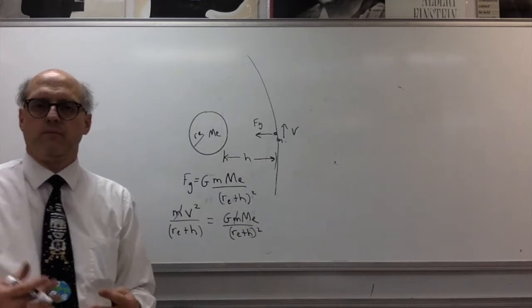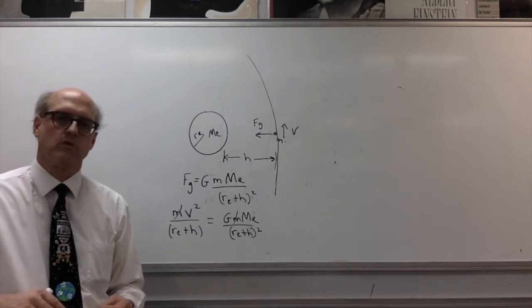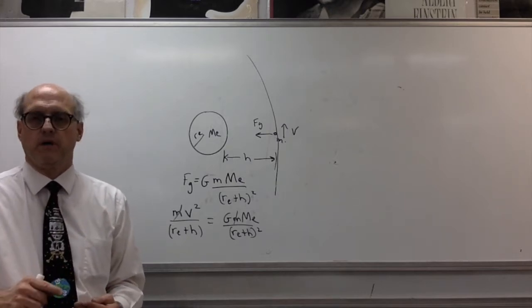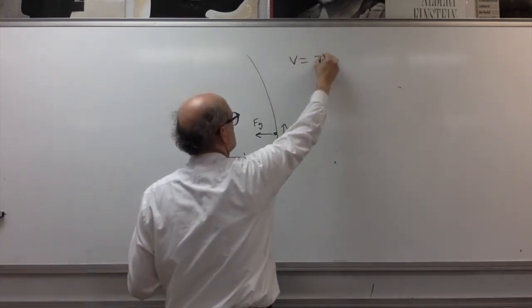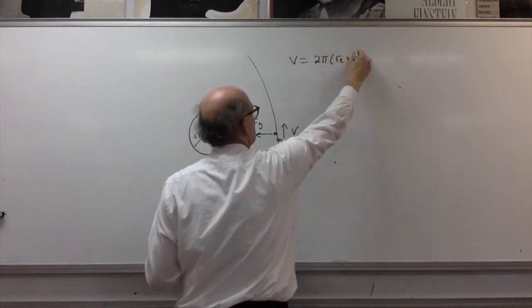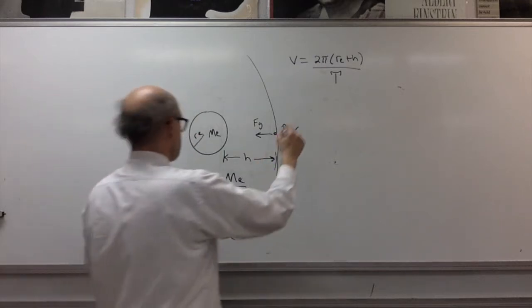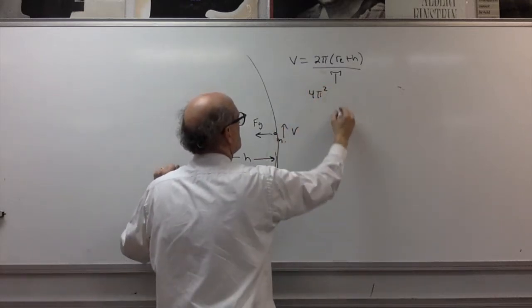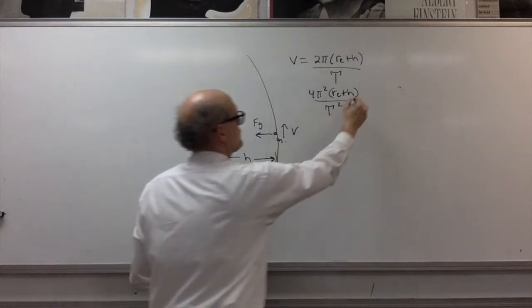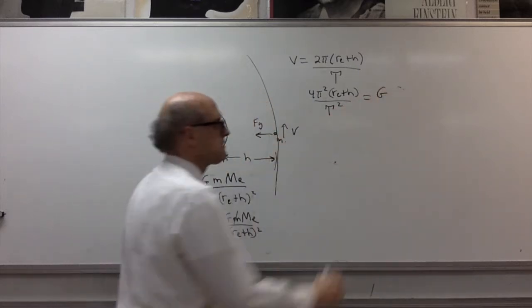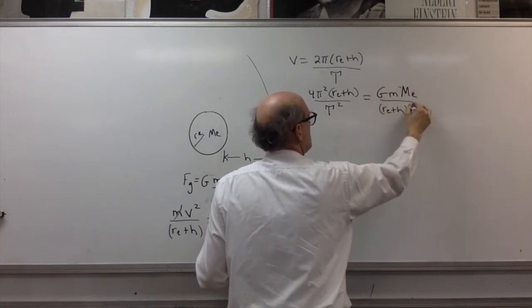Let's bring in an equation for speed. Right? The speed of the satellite is equal to the distance over time, or the circumference of the circle, divided by the period, which is the time to go around once. So we have v is equal to 2 pi times re plus h divided by the period. Okay, substituting that into this expression, I get 4 pi squared re plus h all over the period squared. So that's equal to the universal gravitation constant times the mass of the satellite times the mass of the Earth all over re plus h squared.